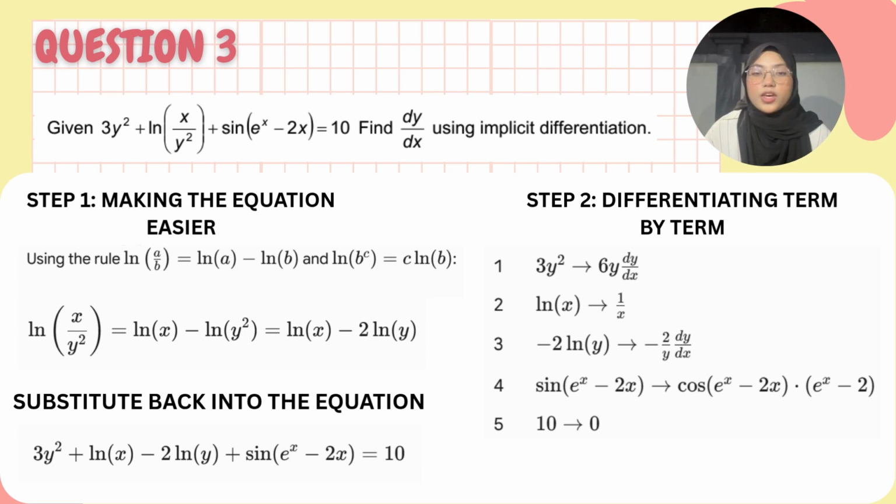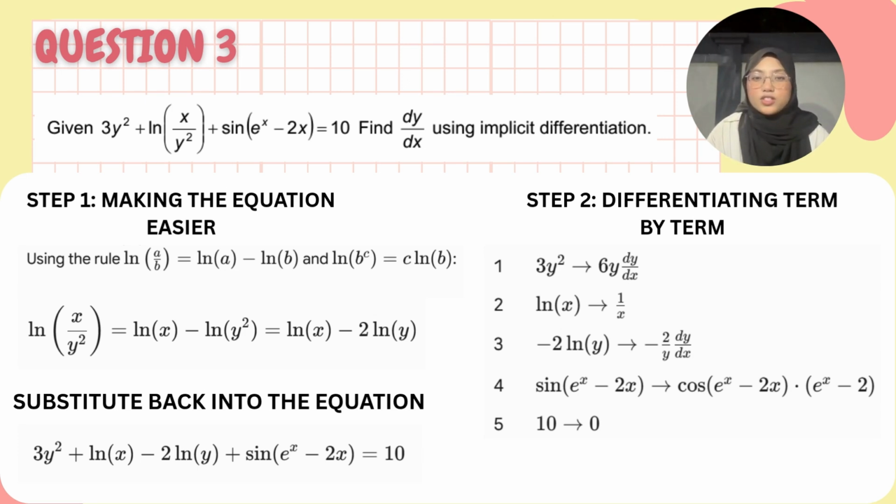Using log rules, we can split the fraction apart. ln of x over y squared simply becomes ln of x minus 2 ln of y. Now, look at our new equation below. It has no fraction left, which makes it much safer and faster to differentiate. Now, we differentiate everything from left to right because this is implicit differentiation.